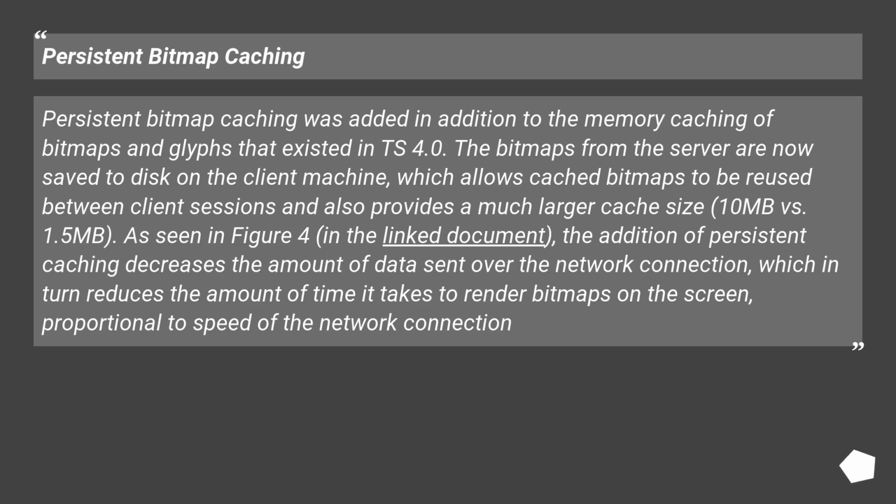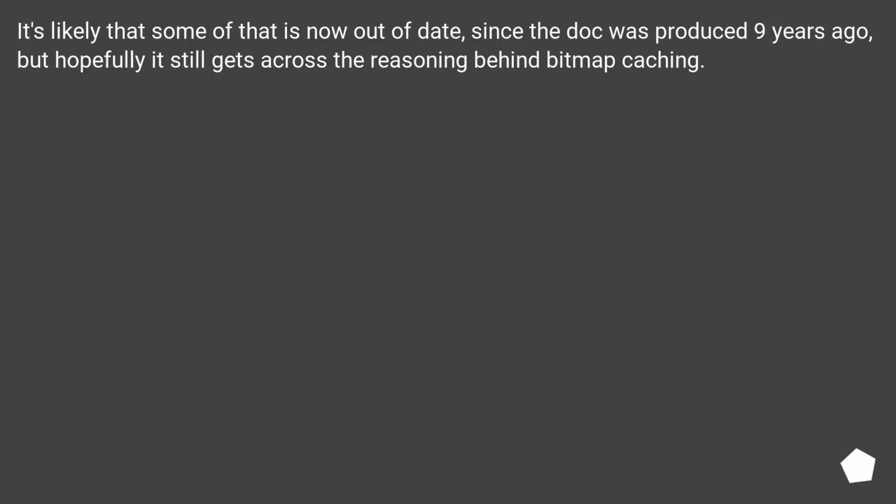As seen in Figure 4 in the linked document, the addition of persistent caching decreases the amount of data sent over the network connection, which in turn reduces the amount of time it takes to render bitmaps on the screen, proportional to speed of the network connection. It's likely that some of that is now out of date, since the doc was produced 9 years ago, but hopefully it still gets across the reasoning behind bitmap caching.